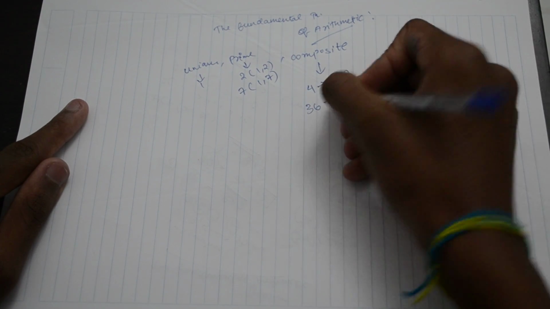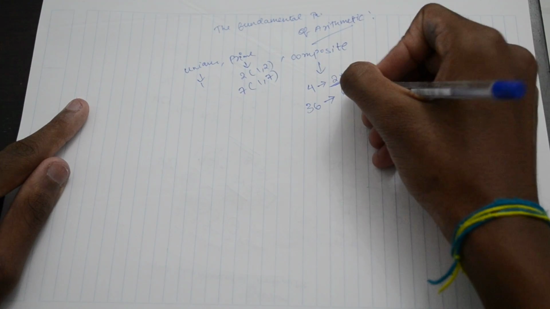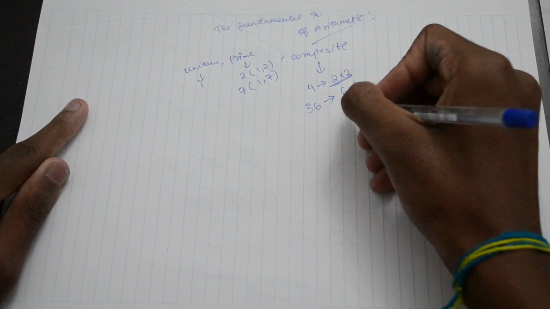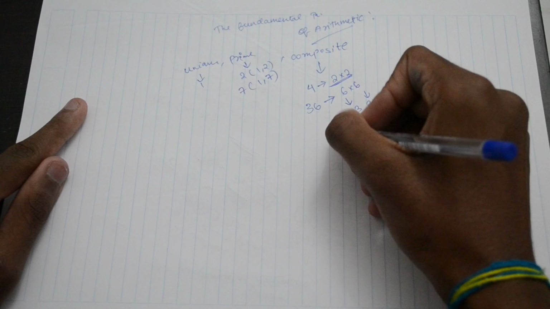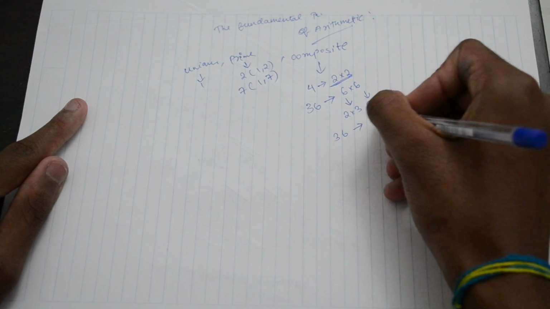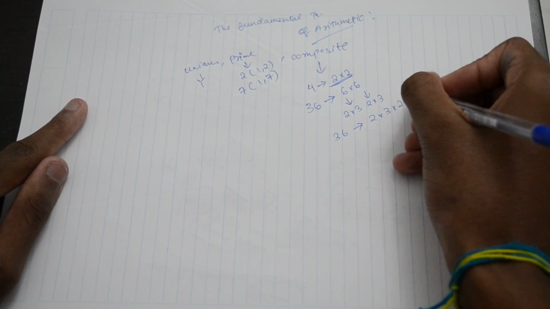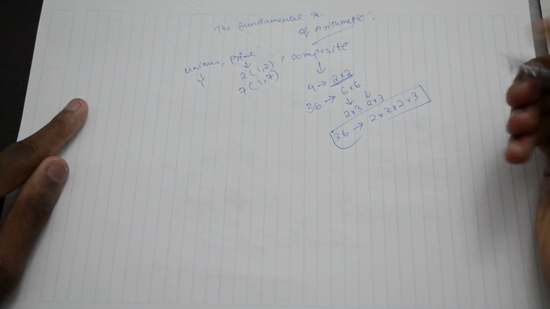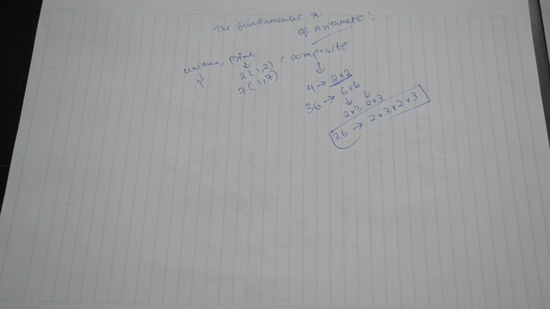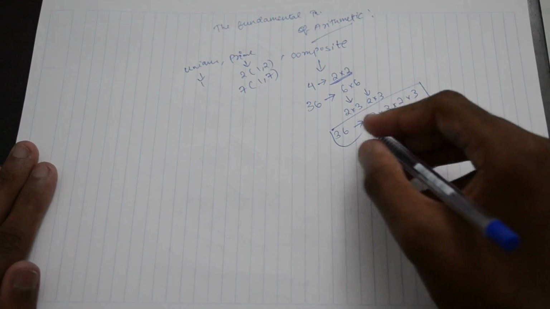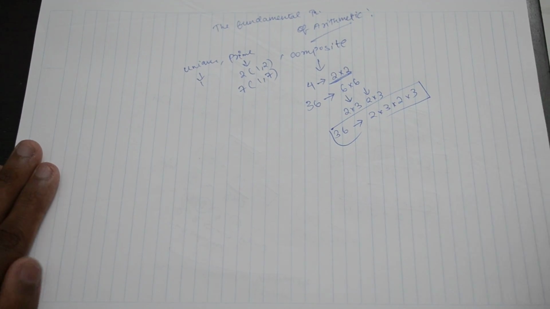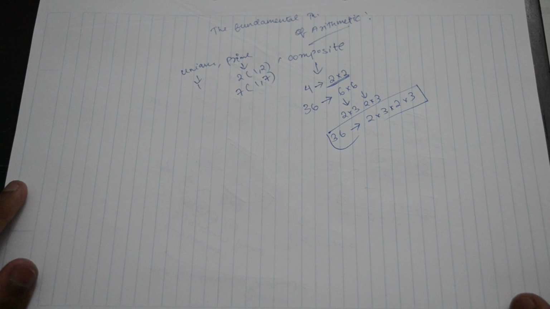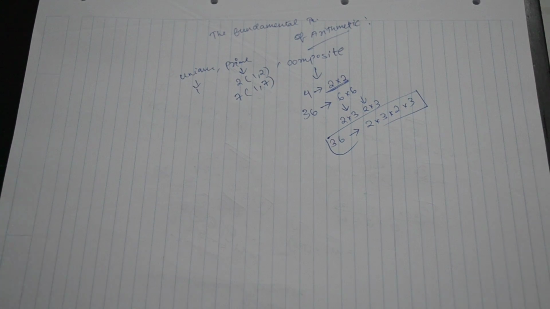If we take 36 for example, it gives us 6 into 6, and 6 can be expressed as 2 into 3. Therefore, 36 can be expressed as 2 into 3 into 2 into 3, which is a product of its prime factors. That's the fundamental theorem of arithmetic. It states that every composite number can be expressed as a product of its prime factors. And now, using this, we can find the LCM of numbers.